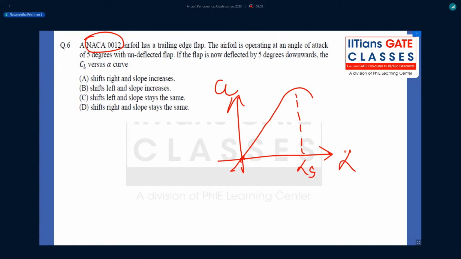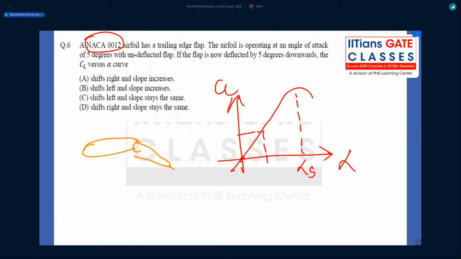Okay. Now, when you deflect the aileron at 5 degree, at 5 degree angle of attack, this was your lift coefficient. Now, the aileron, that is the flap, is deflected downward. When it is deflected downward, the camber gets increased. That means even at 0 angle of attack, it will produce lift. That means it will have 0 lift at a negative angle of attack.